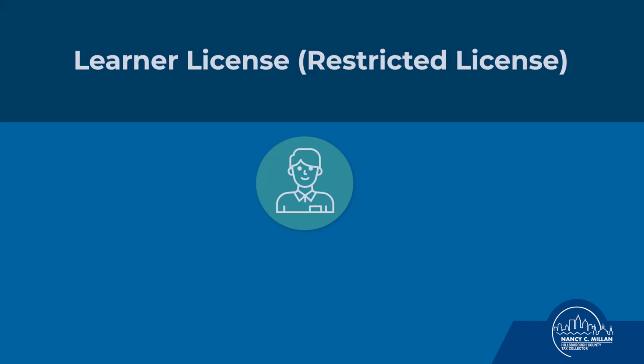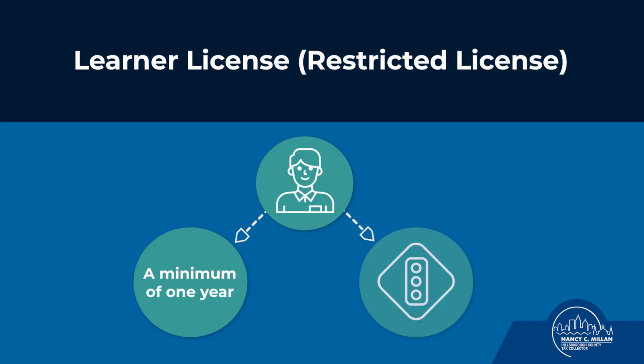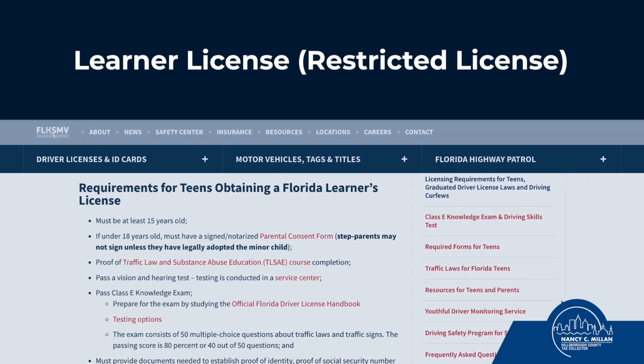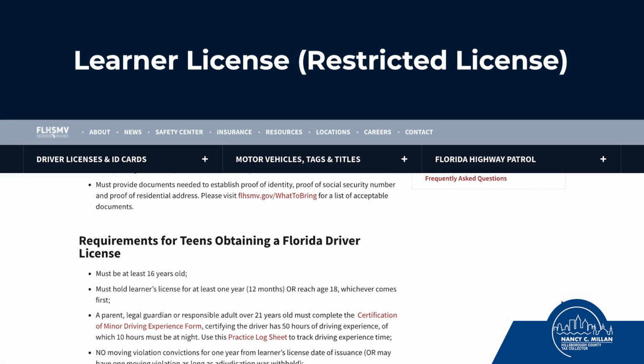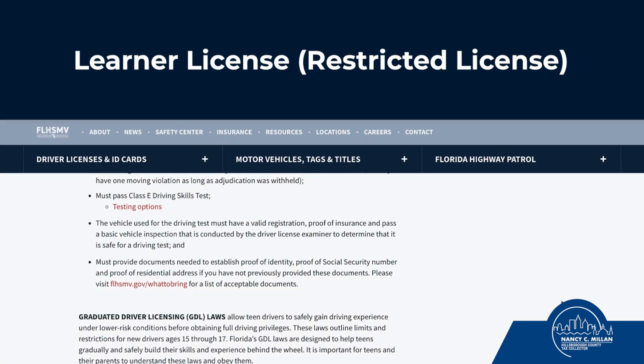Minors must maintain the license for a minimum of 1 year and without any traffic violations for 1 year from the date of issuance of the learner's license, or until they turn 18 years of age if they got the license at 17. For the complete list of driving restrictions for minors, please refer to the Florida Highway Safety and Motor Vehicles website. You can find the direct link in the description section of this video.